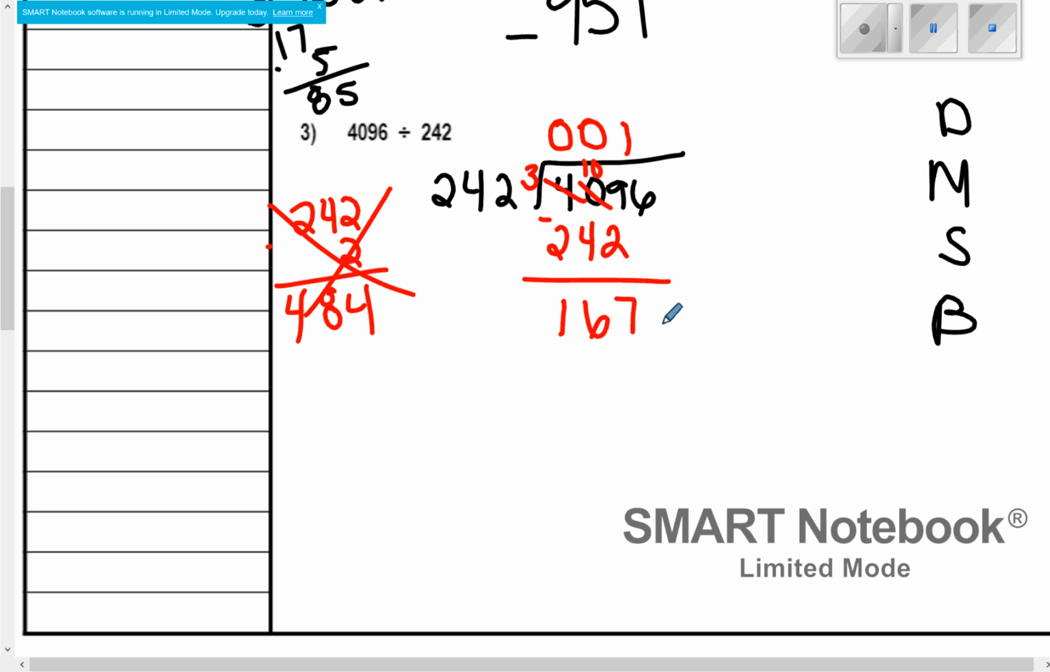We can move on to that B, which means bring down. We still have that 6 that we have not used yet, so we have to bring that down so it gets used. Okay, now again, pretty big numbers, so we're just going to be doing some guessing and checking. Okay, so I'm going to try 242 times 7.